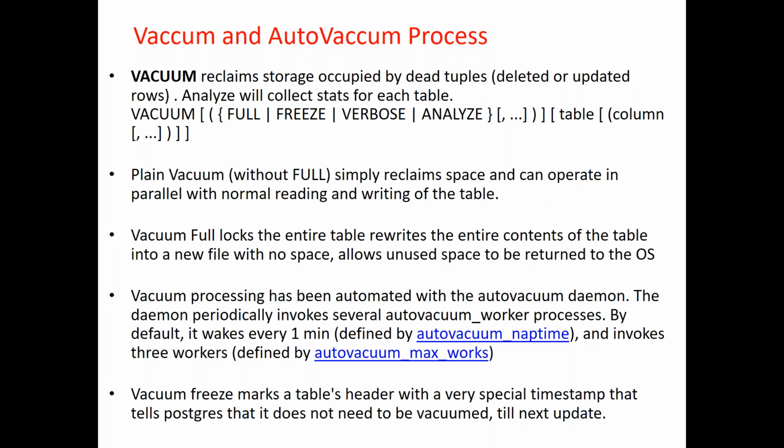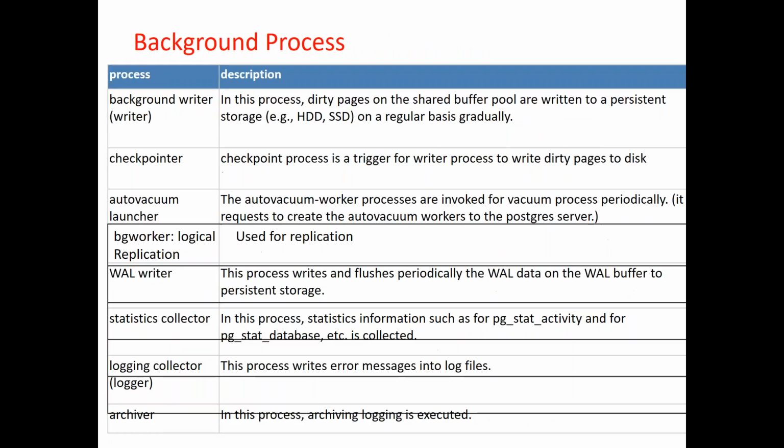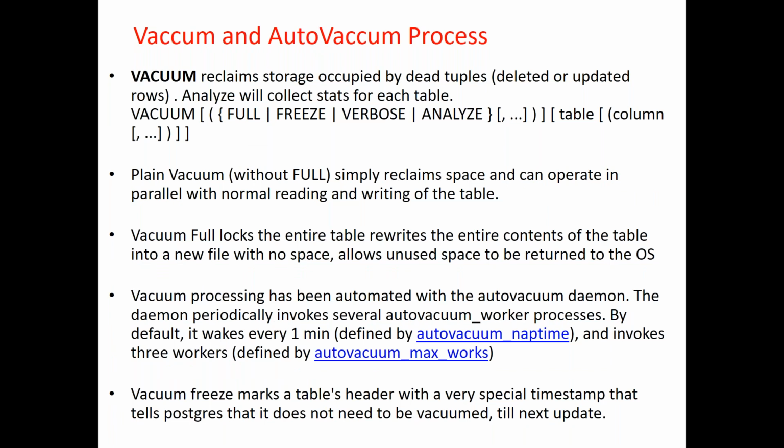Okay, so the vacuum and autovacuum process. We have already discussed that vacuum reclaims the storage occupied by dead tuples. Dead tuple is a term used in Postgres for rows. Postgres uses the term tuple, where other databases generally say row. However you pronounce it, it's up to you.